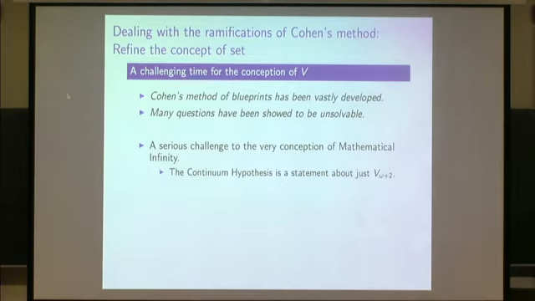Okay, so we have to deal with the ramifications of Cohen's method. We want to do that by refining the concept of our set, or can we? Cohen's method of blueprints has been vastly developed in the 50 years since it was discovered. Many questions have been shown to be unsolvable. It's not just the continuum hypothesis. It's a serious challenge to the very conception of the universe of sets. And the continuum hypothesis is just a statement about V omega plus 2, which is way down at the bottom.